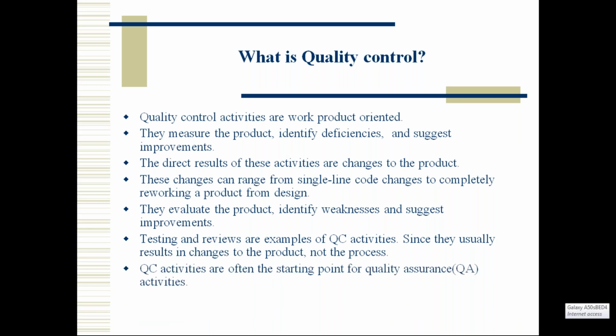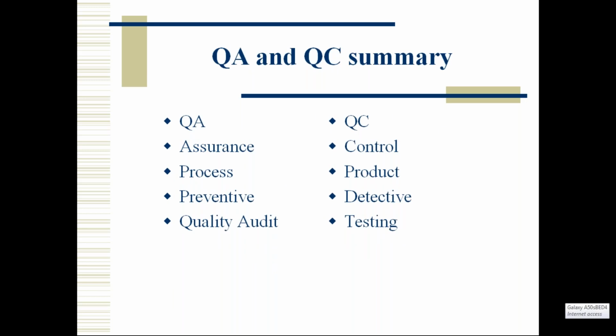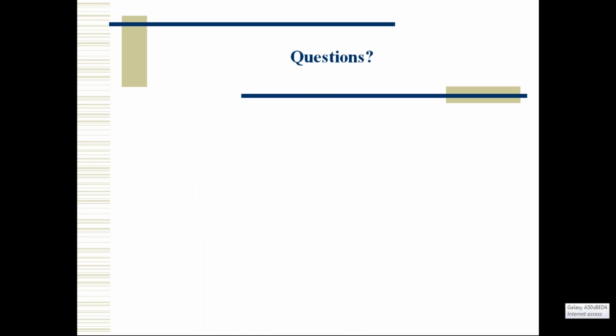So I hope that everybody has understood this QA and QC. So this is a summary. QA is assurance, QC is control. QA is process, QC is product. QA is preventive, and QC is detective. Quality audit is an example of QA and testing is an example of QC. So this is about QA and QC, right? So do you have any questions, team?